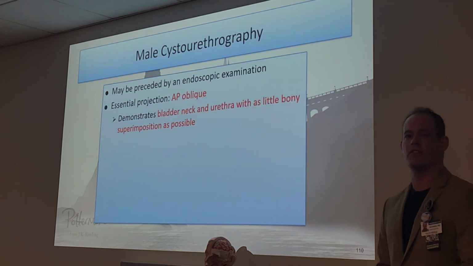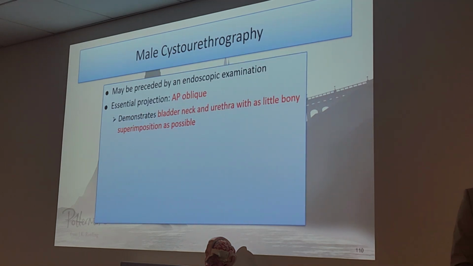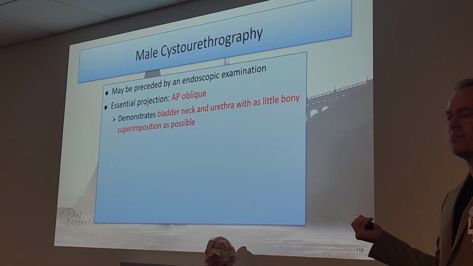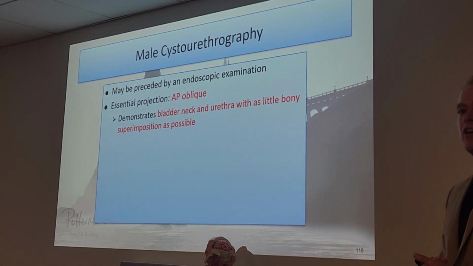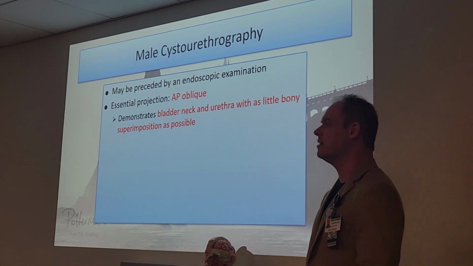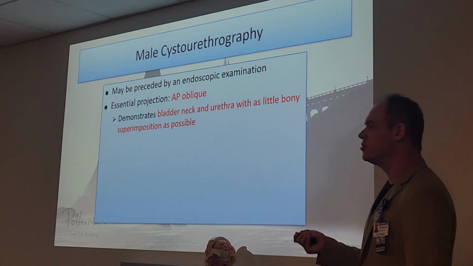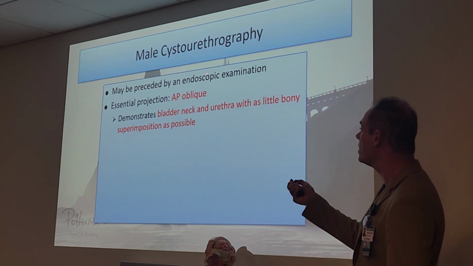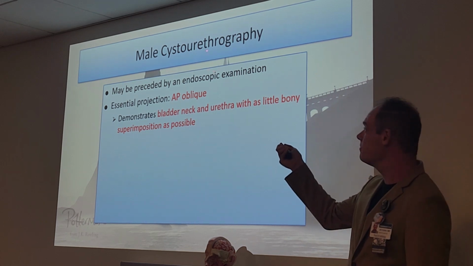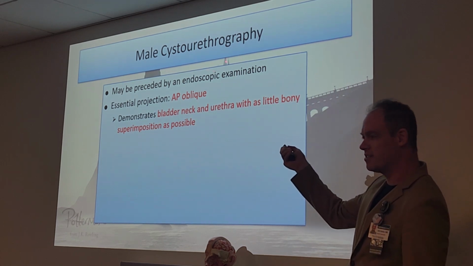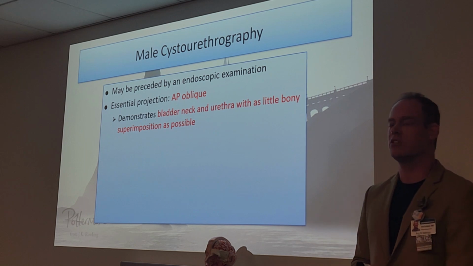All right, so let's talk about our last two exams. Male cystourethrography. You'll notice that male is separated from female because the male positioning is going to be different than the female because of that more complex male urethra. So this usually precedes an endoscopic examination. And we have only one essential projection for cystourethrography, by the way. What's this a study of based on the name? Bladder and urethra. Please make sure you know that.